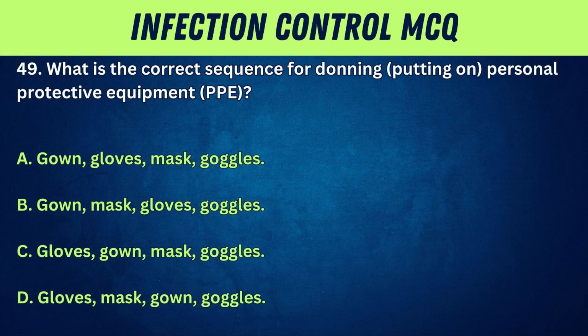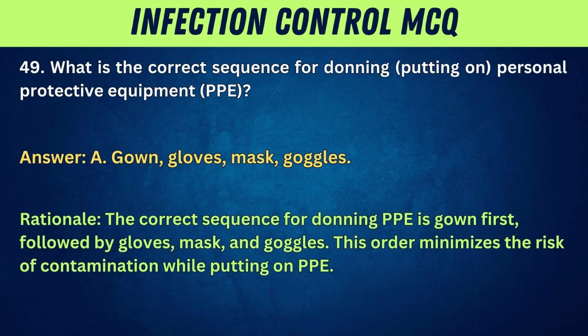49. What is the correct sequence for donning, putting on personal protective equipment (PPE)? A. Gown, gloves, mask, goggles. B. Gown, mask, gloves, goggles. C. Gloves, gown, mask, goggles. D. Gloves, mask, gown, goggles. Answer: A. Gown, gloves, mask, goggles. Rationale: the correct sequence for donning PPE is gown first, followed by gloves, mask, and goggles. This order minimizes the risk of contamination while putting on PPE.